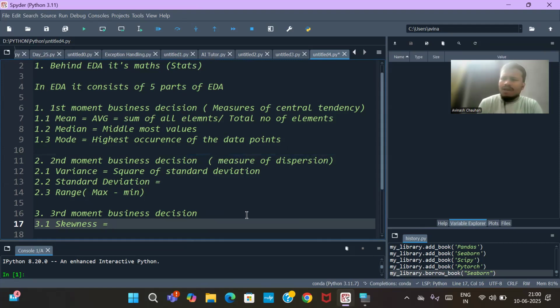What do you mean by skewness by the term itself? I'm not asking in terms of Python or EDA. I'm asking in terms of simple English. What do you mean by skew? You might have heard, for example, this is a balloon, or say, for example, this is my charger. Now you can see it's not in tension mode. I am just using it like this.